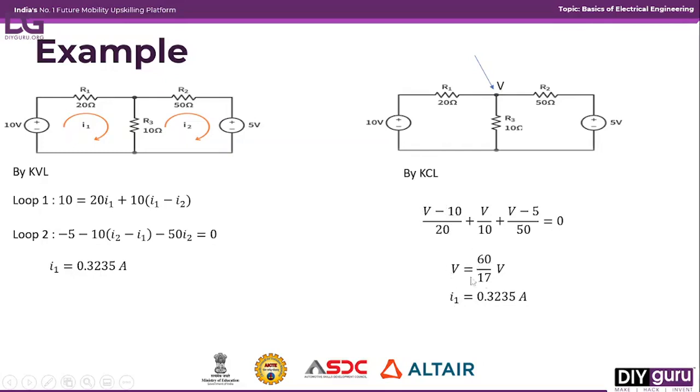We got the V value. What is the current here? (V minus 10) by 20. What is this current? V by 10. What is this current? (V minus 5) by 50. So these three are the three currents. Now we want this current, and we already know the V value, so you just apply this value here and get I1. So I1 you will get 0.3235.